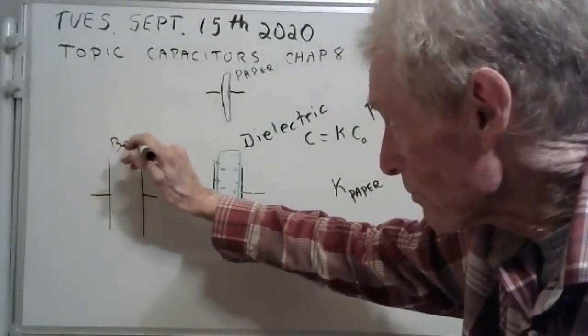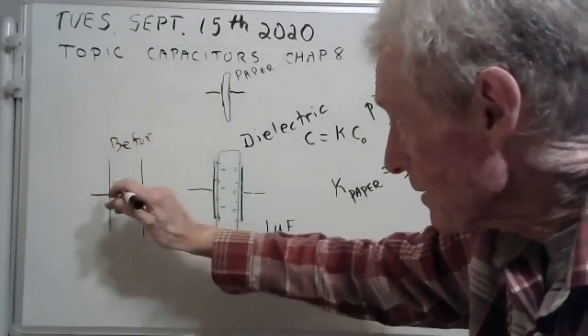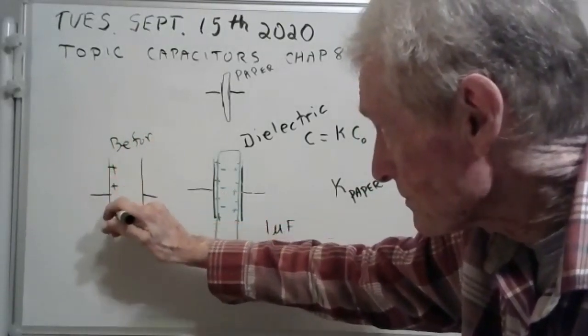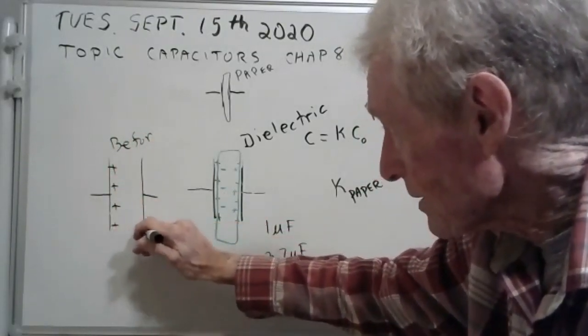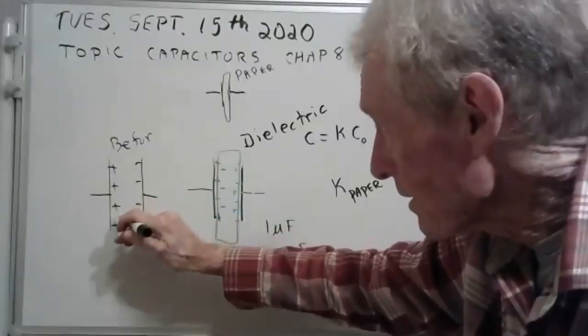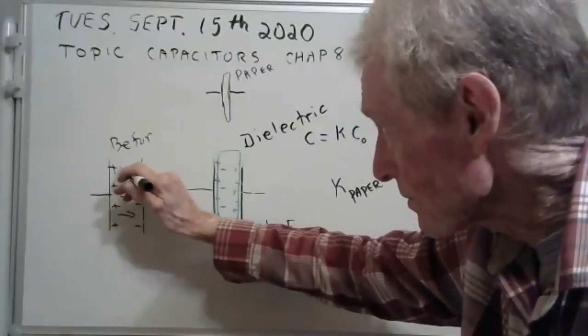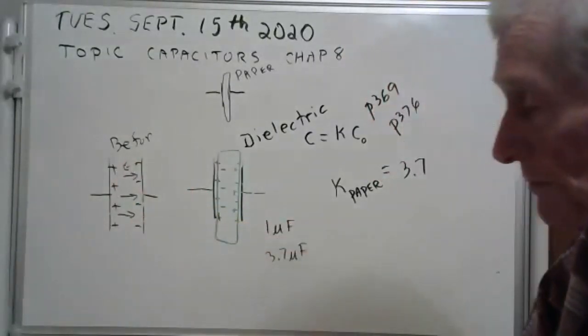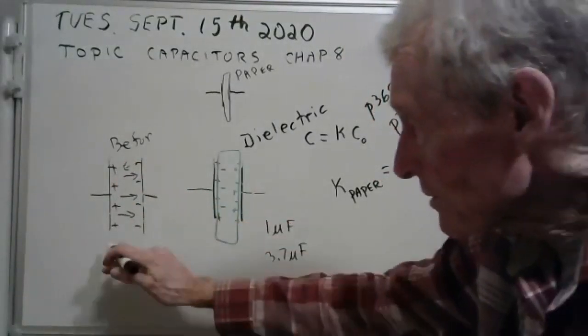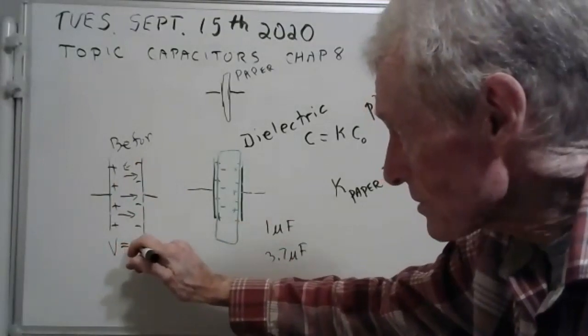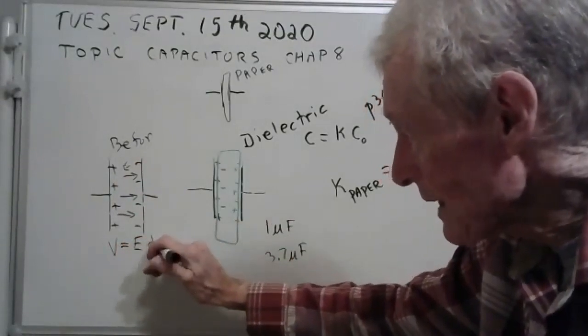This is the before picture, and you have these pluses and minuses, and you have an electric field. Look, you've got an electric field. There it is. And the voltage that you have is going to be equal to E times D.